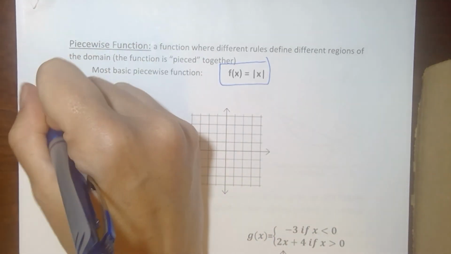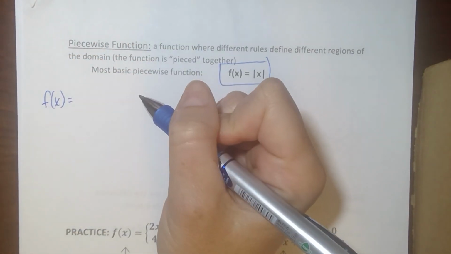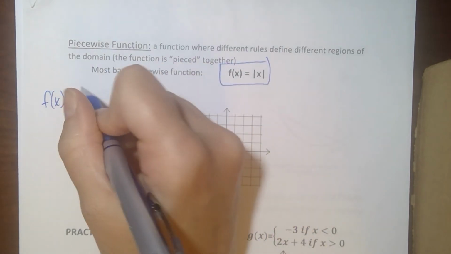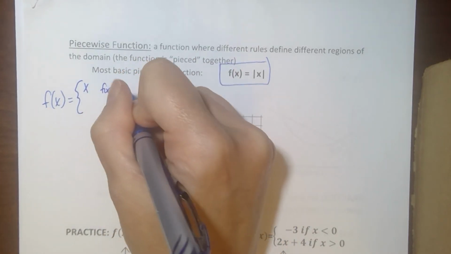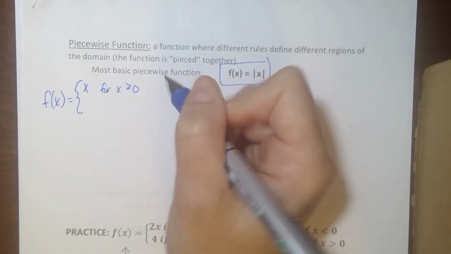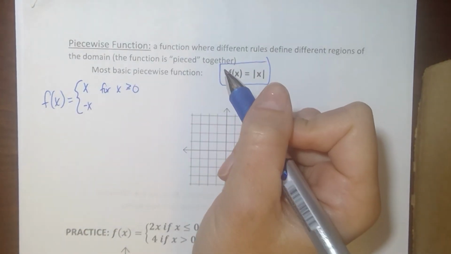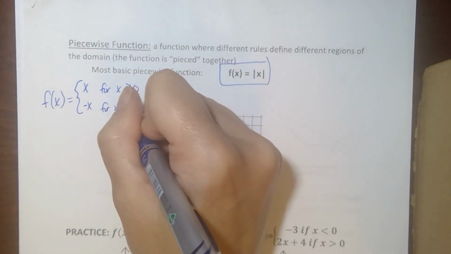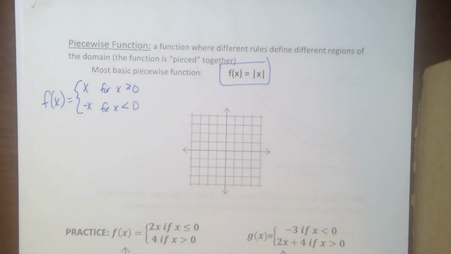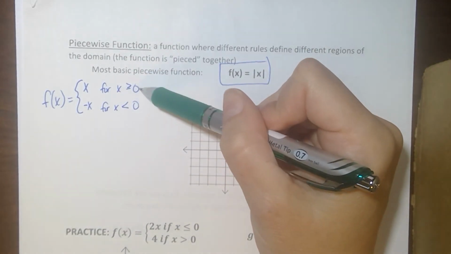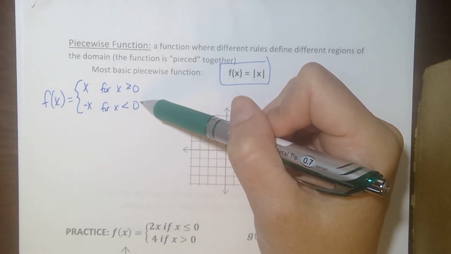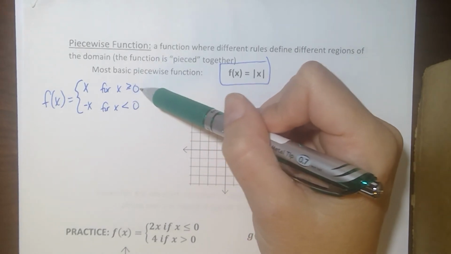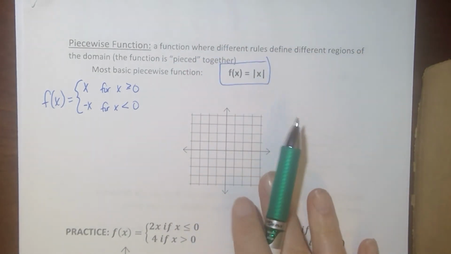But let's write it as a piecewise defined function. If I write it as a piecewise defined function, I know that my function value is going to be equal to x for all x values that are greater than or equal to 0. And I know my function value is going to be the opposite of x for all x values that are less than 0. Now, the first thing I want you to notice about a piecewise defined function is that I have split the domain at 0, but for this particular function, I did not leave 0 out. 0 is included in this first piece of the function.